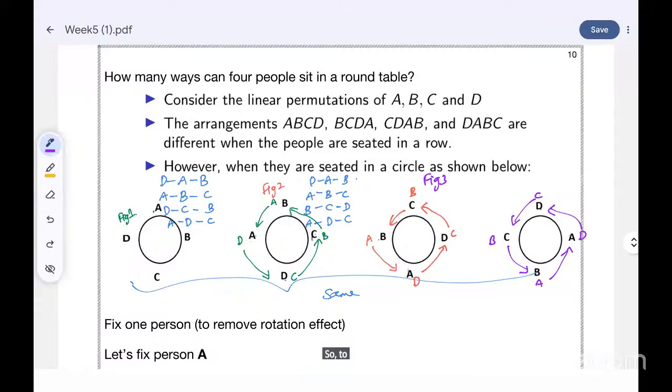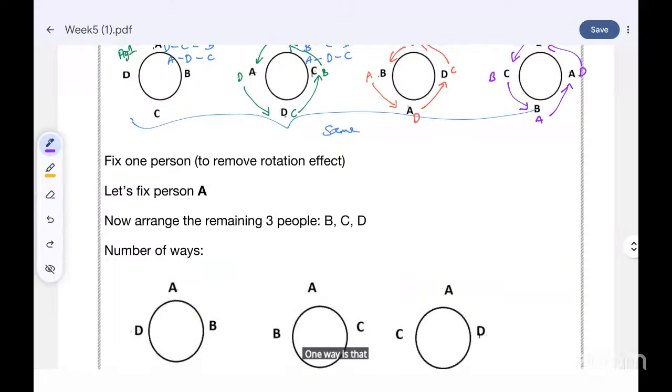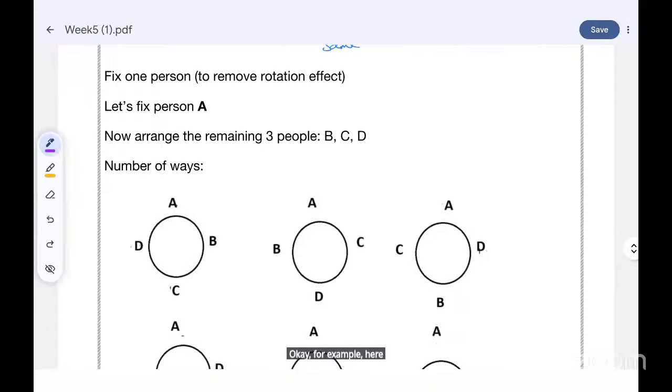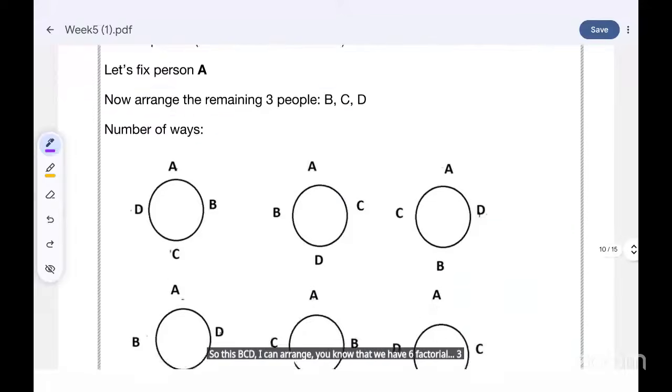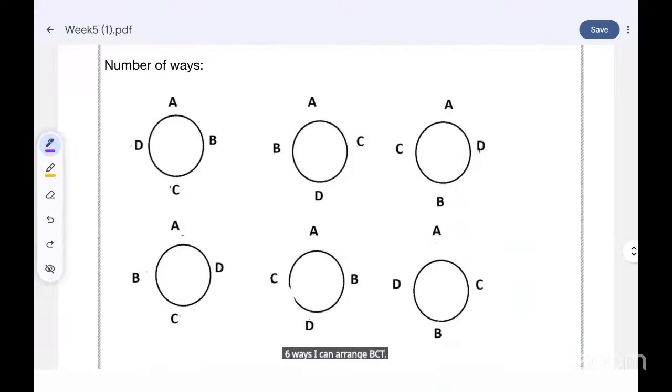To fix this problem, one way is that you fix one person and the remaining 3 people move around. For example, here I am fixing A and moving the remaining 3 around. So these B, C, D I can arrange in 3 factorial ways, which is 6 ways. Now you see that all these are different. You cannot just rotate and get another one here, because A is fixed. Even if you rotate, you cannot get any of the others. So all these 6 are distinct, right? So these are the number of ways you can arrange the given 4 people.